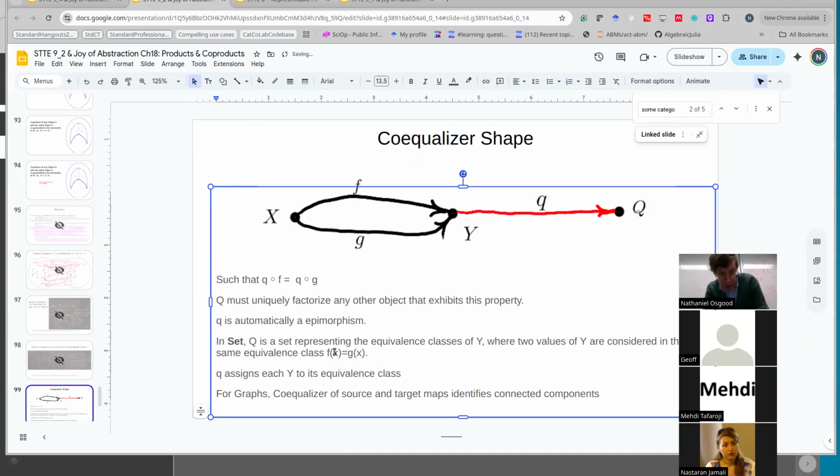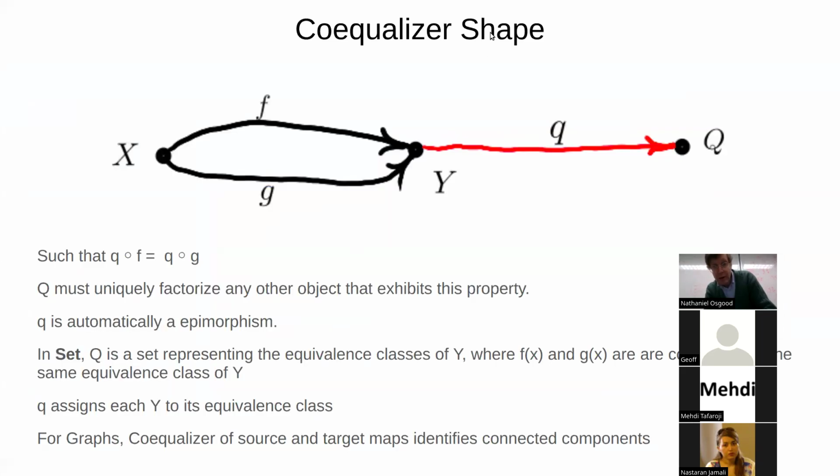So f(x) and g(x) are considered in the same equivalence class of Y. So in other words, let's walk this through here with our example.